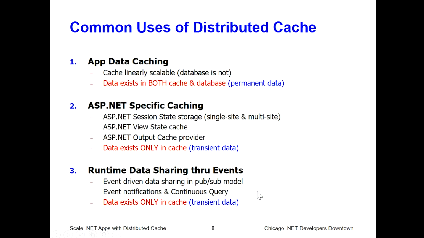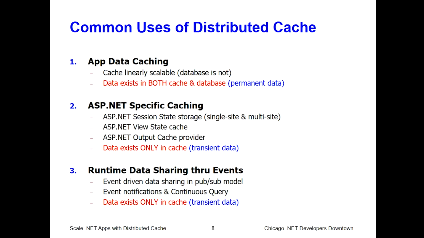So now let's say we are in agreement that you need to use a distributed cache. As .NET developers, what do you need to do? I mean, how do you use it? Where do you use it? What are the use cases? What type of data can you put in it? So there are 3 high-level use cases.